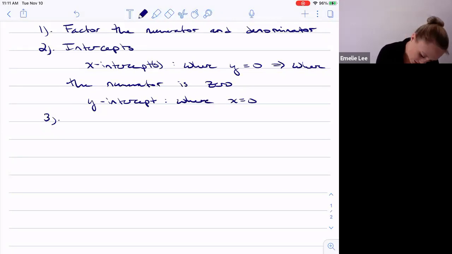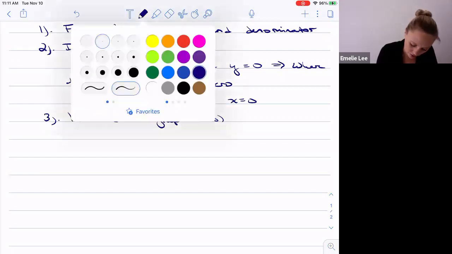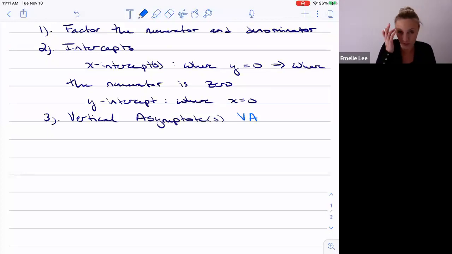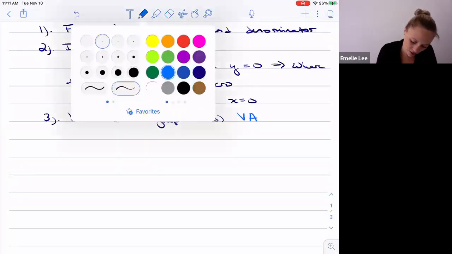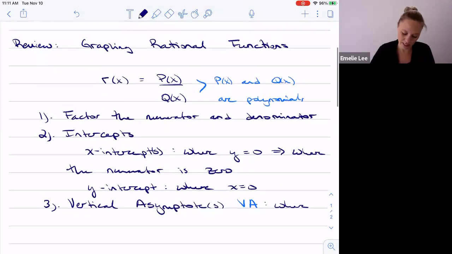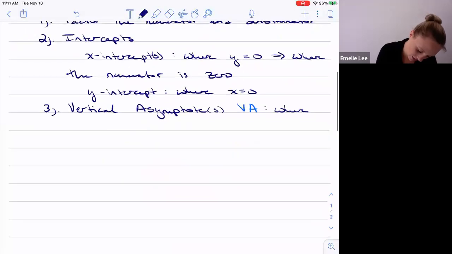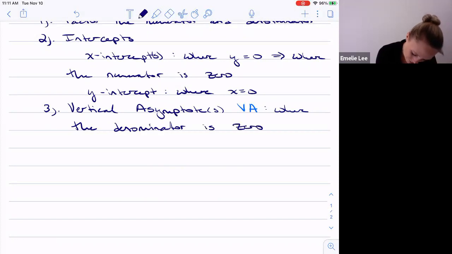Your third step is to find the vertical asymptotes. Could be more than one, which we'll abbreviate VA because we'll have to write it out quite a bit. The vertical asymptotes are where the denominator is 0, right? So again, because we've factored the denominator and the numerator, we can easily find the vertical asymptotes. So where the denominator is 0.